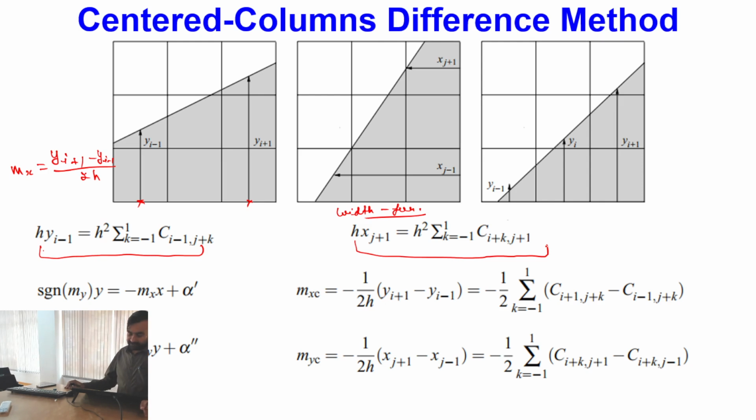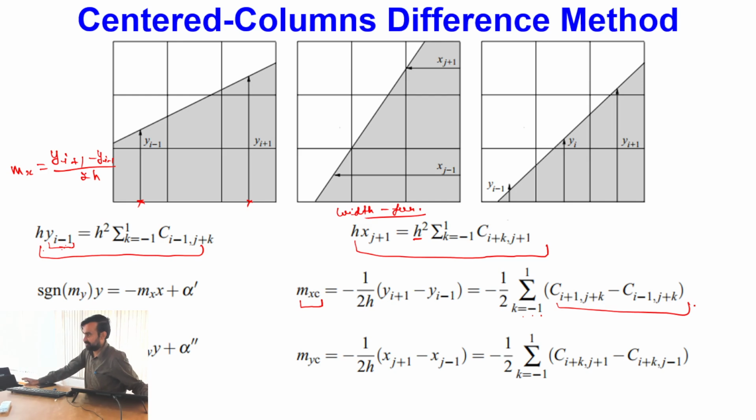Okay, and then from the data of the height function, mxc can be given as minus 1 by 2h times y i plus 1 minus y i minus 1. Okay, and what is the value of y i minus 1? You can substitute using this. Similarly, y i plus 1 also you can substitute using this. So once you substitute the values of y i minus 1 and i plus 1, I will be getting this slope in terms of minus 1 by 2, k varies from minus 1 to 1, and ultimately my final equation is only in the form of the volume fraction field. Is this point clear?